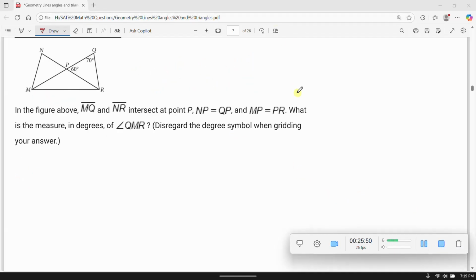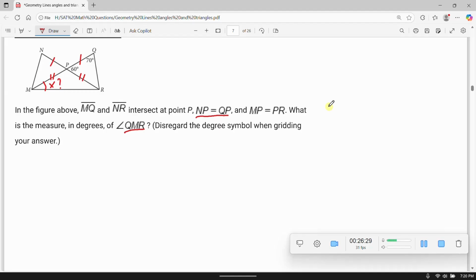So we have a diagram as above. Now we have the length NP congruent or equal to QP. So again, in geometry when we say equal we mean congruent. Today it is very much the same thing. So NP, this length, is congruent with PQ, and MP, this one, is congruent with PR. What is the angle QMR? So they want this angle X.